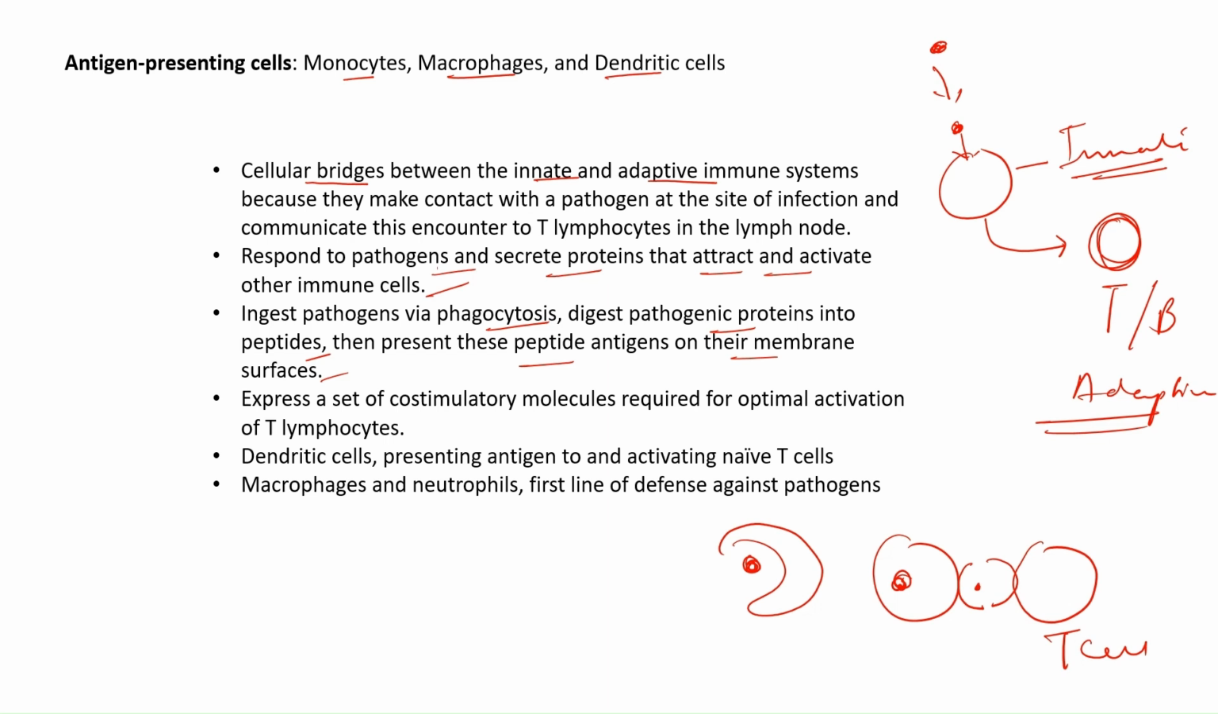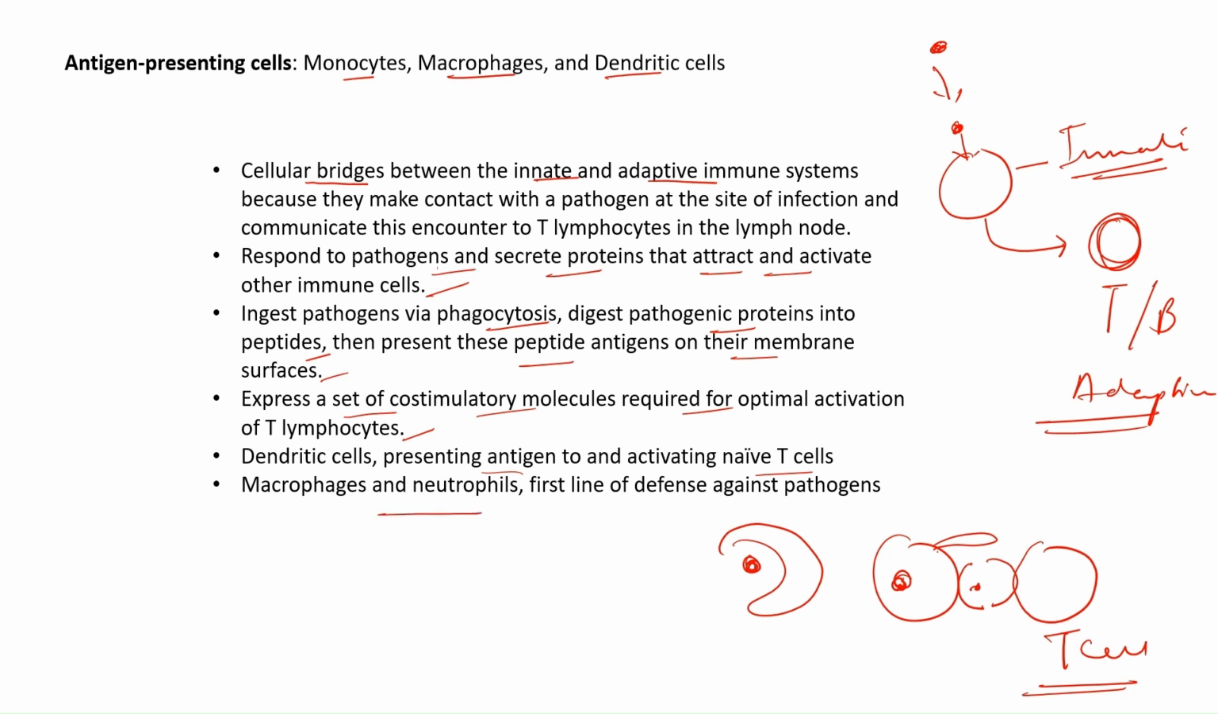These antigen presenting cells express a set of co-stimulatory molecules required for optimal activation of T lymphocytes. That means apart from presenting this antigen, which is necessary for the activation of T cells, they can cause only partial activation of these T cells. For complete activation, they will express some set of co-stimulatory molecules as well. Now, dendritic cells present antigen to and activate the naive T cells.